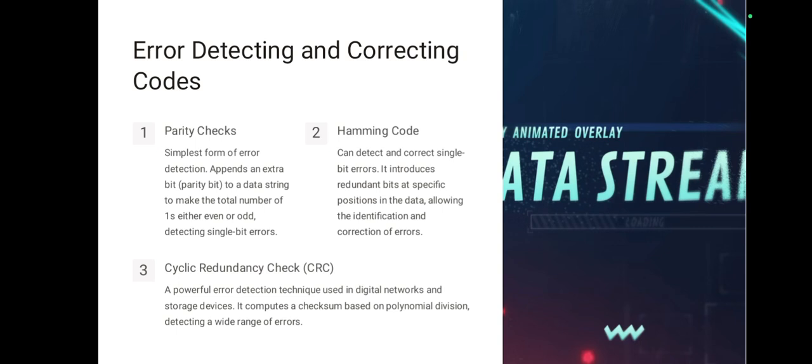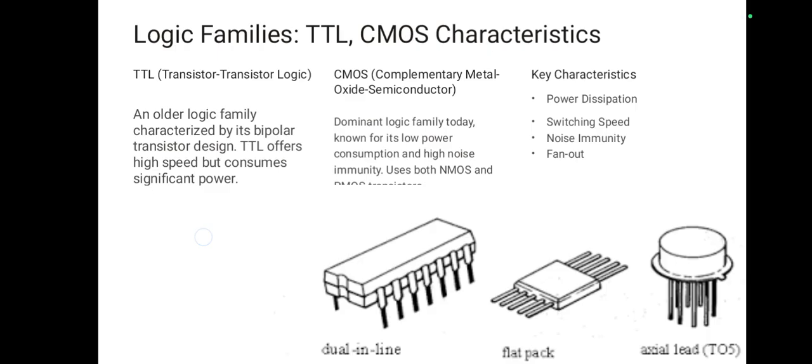Hamming code is a type of code that can correct as well as detect single bit errors. It introduces redundant bits at specific positions of the data, allowing the identification and correction of errors. Cyclic redundancy check, CRC, is a powerful error detection technique used in digital networks and storage devices. It computes a checksum based on polynomial division, detecting a wide range of errors.